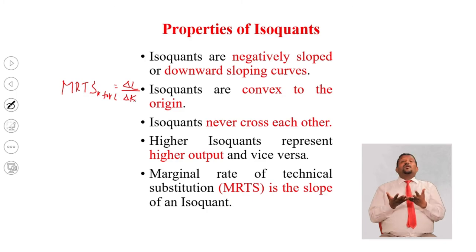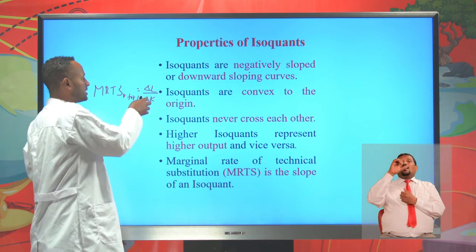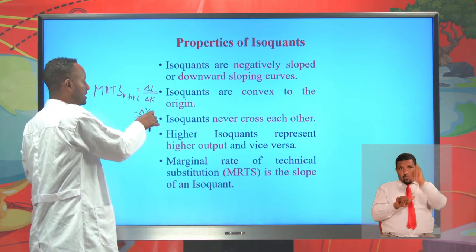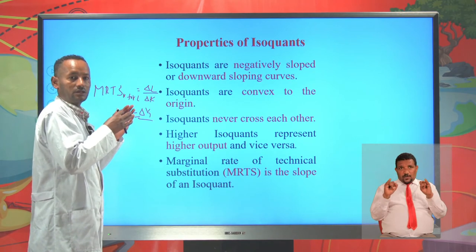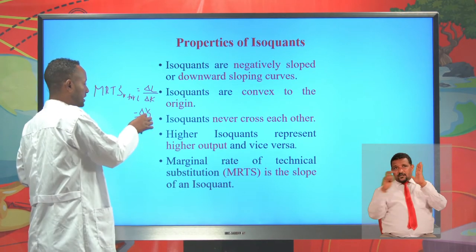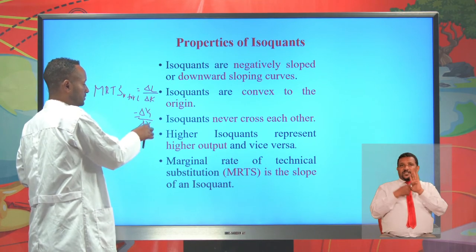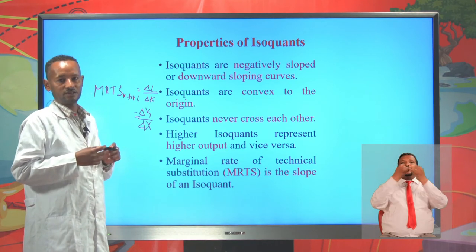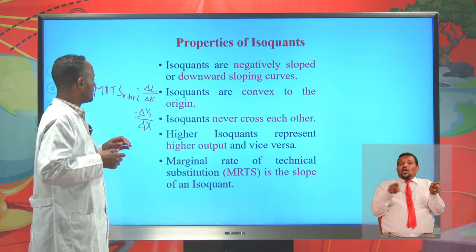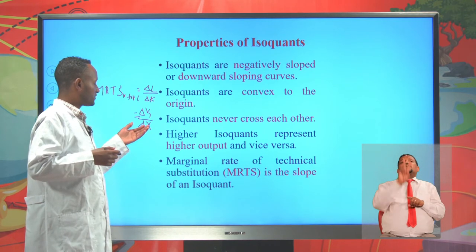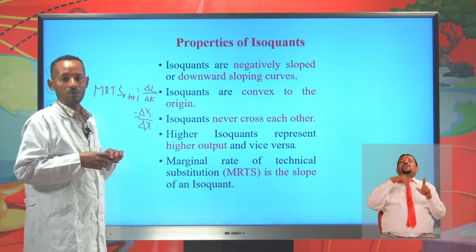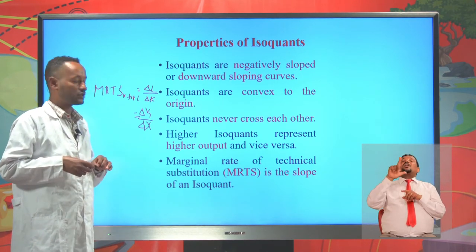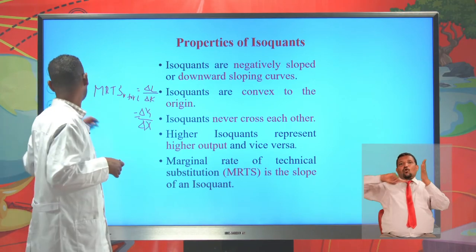And when we plot the isoquant, we represented the variable input labor in the y-axis. So change in labor means change in y divided by, we represented the capital in the x-axis, change in k. Change in k means change in x. So this is the vertical difference divided by horizontal difference. By dividing the vertical difference by the horizontal difference, we can get the slope of a curve. So in other words, marginal rate of technical substitution is the slope of isoquants.